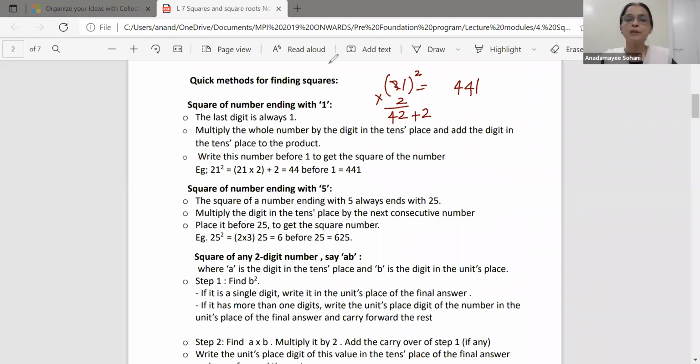So these were 2 very handy shortcuts. And now one shortcut we are going to see to find the square of any 2-digit number.